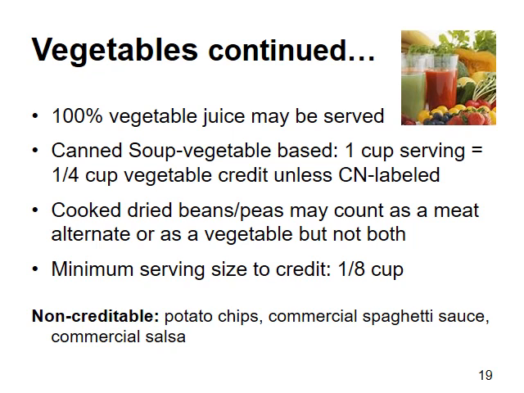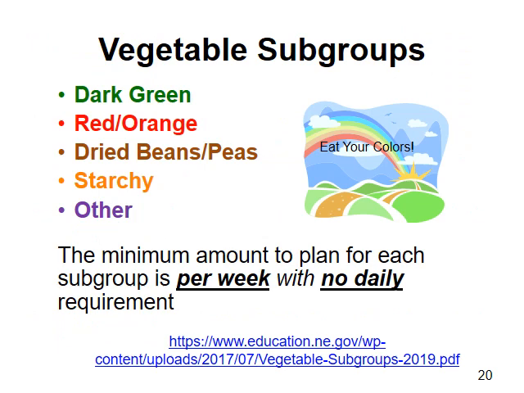When serving items like potato chips or other extras that do not contribute to the meal pattern, the menu planner needs to consider how they contribute to the dietary specifications for that meal. Vegetable offerings during the week must come from the following 5 vegetable subgroups: dark green, red orange, dried beans and peas, starchy, and other. The vegetable subgroups have weekly requirements and no daily requirements. We will go through each of the subgroups.